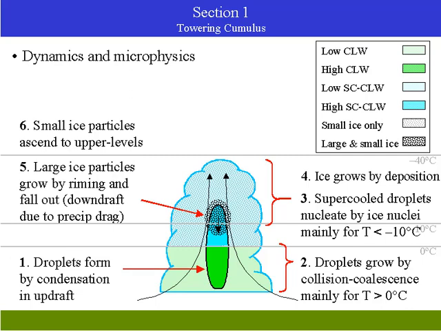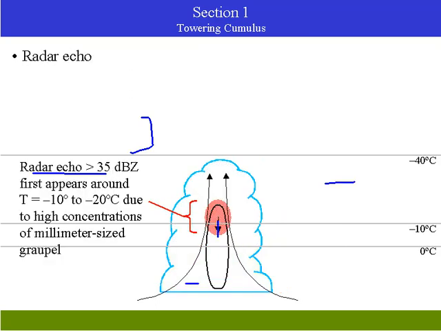So during the towering cumulus phase, we still have the droplets growing by condensation in the updraft. We also have droplets growing by collision and coalescence in this area here. However, in this area, supercooled droplets are now beginning to nucleate by ice nuclei and growing by deposition. Large ice particles are growing by riming and are beginning to fall out, and a downdraft is beginning to develop due to precipitation drag. Small ice crystals are now ascending to upper levels because they're lighter.